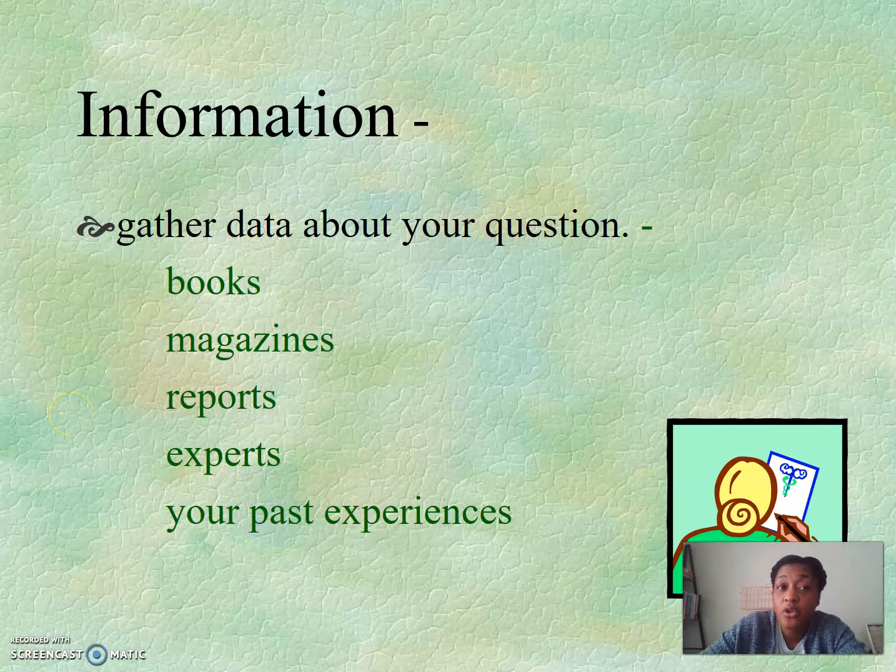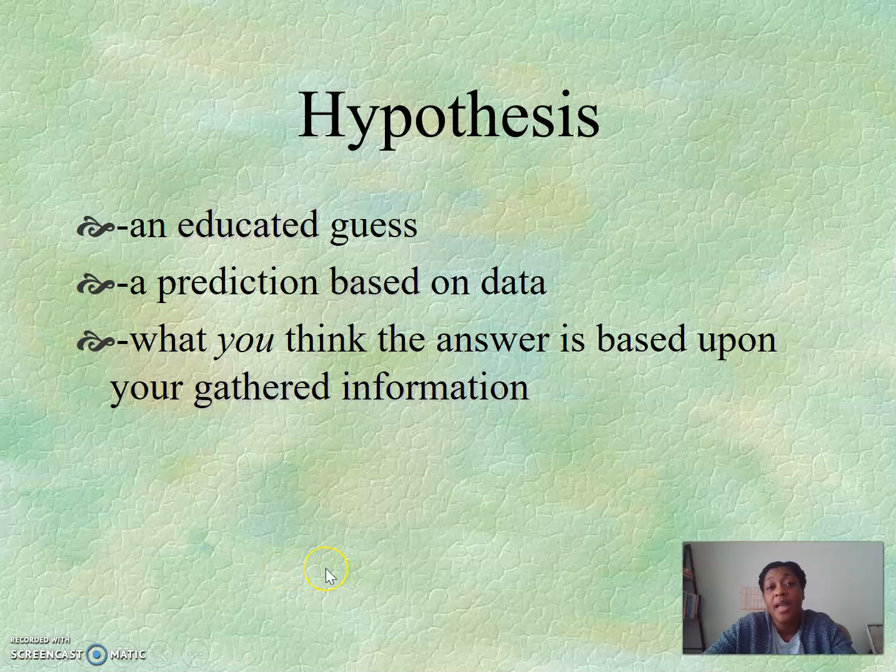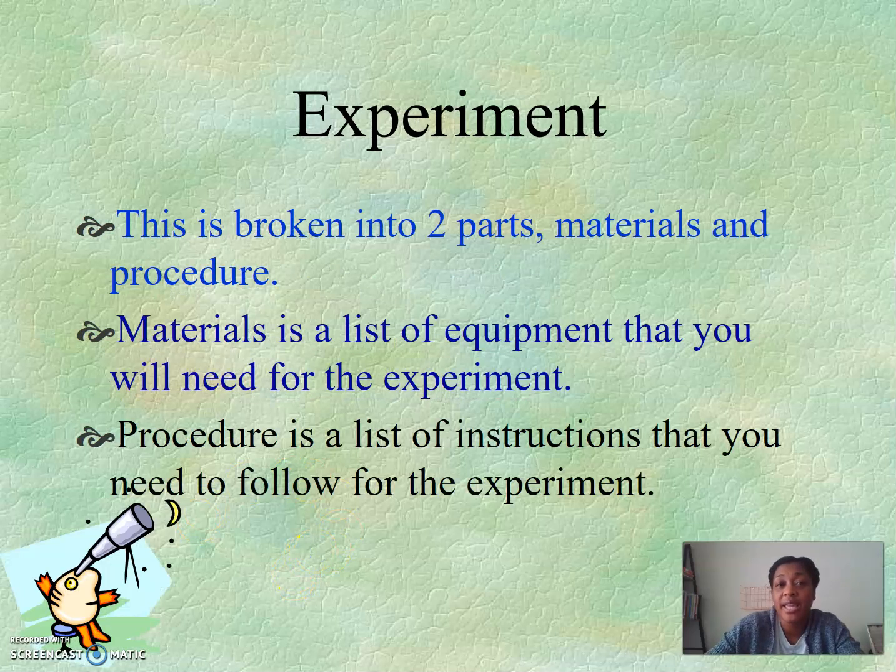Next, as I indicated, you want to make sure that you're gathering information to help you develop a hypothesis. You might use books, magazines, reports, experts, your past experiences. And this helps you come up with a valid hypothesis. This hypothesis, as I said, is like an educated guess. It's a prediction based on data, based on that research that you've accumulated. What do you think the answer is based upon your gathered information? And this now lays the foundation for your experiment.